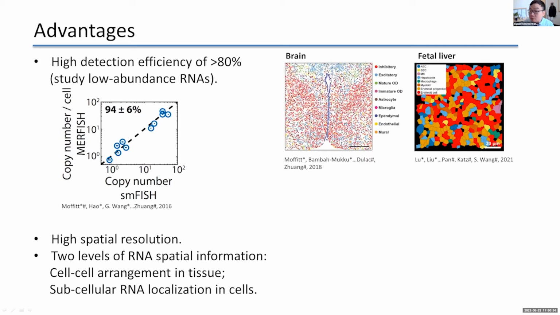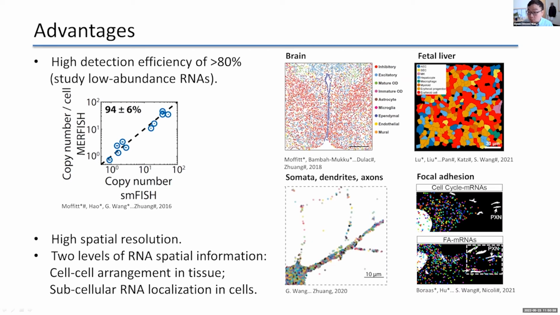And here are some representative works showing the cell-cell arrangement in the brain tissue or fetal liver tissue. In fact, in this work, we also looked into ligand and receptor signaling gene pairs, how they are expressed underlying this spatial arrangement. And this is the molecular interaction underlying the cellular interaction that Faye talked about. And then these are the representative works that really study the subcellular localization of RNA, for example, how RNAs are localized in different cell compartments inside of neurons, or RNAs associated with focal adhesions in the epithelial cells.